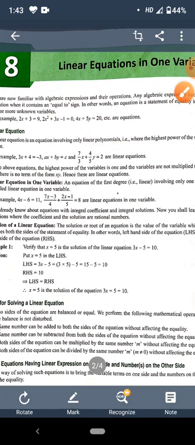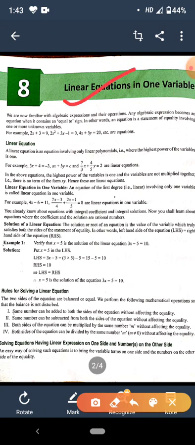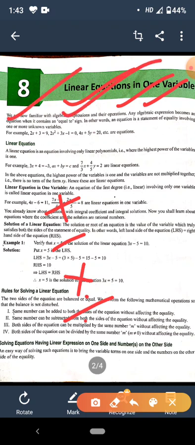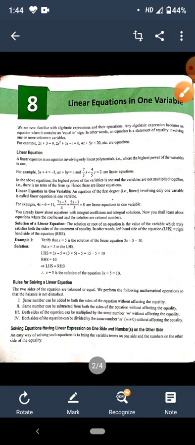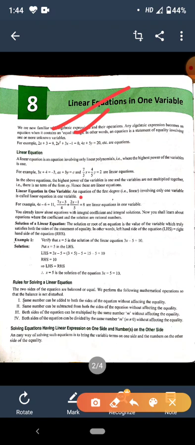So we are now familiar with algebraic expressions and their operations. You have learned about plus, minus, multiply and divide in algebraic expressions. An algebraic expression becomes an equation when it contains an equal to sign. An equation is a statement of equality.